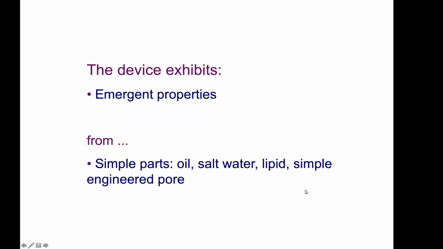So this, we like to think, is an example of a simple device built from droplets that has emergent properties. It will do more than the individual droplets can do. And indeed, it's made from very simple parts: just oil, salty water, some lipid, and a very simple engineered pore. So we wanted to go on from that to make more complex devices.